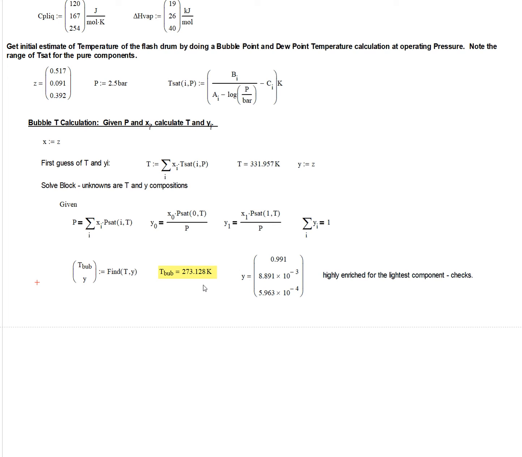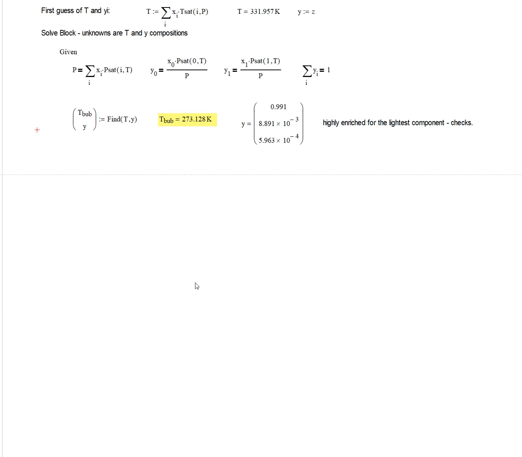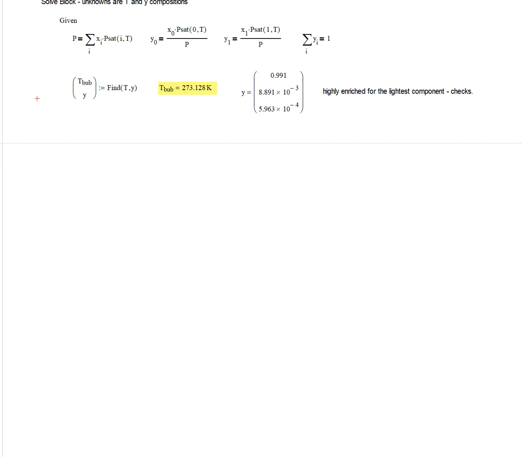We get a value of 273 Kelvin, so about 0 degrees C, pretty cold. And then you can see we have our compositions for the first bubble that is formed, and you can see that it's highly enriched for our lightest component, which is propane. You can see that the calculated mole fractions of the pentane and heptane are quite low. So that makes sense. Next thing we need to do is a dew point temperature calculation, and so I'm going to bring this over in block.